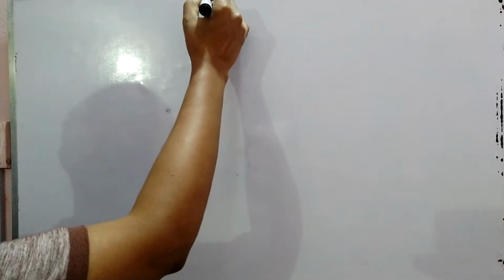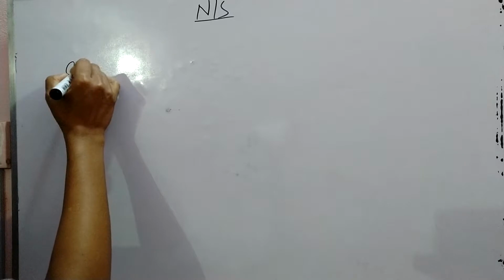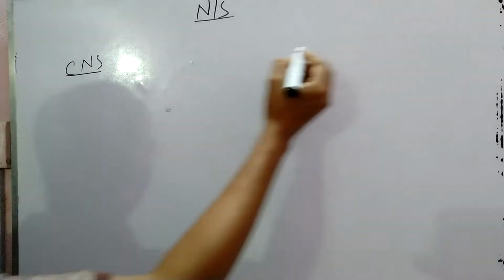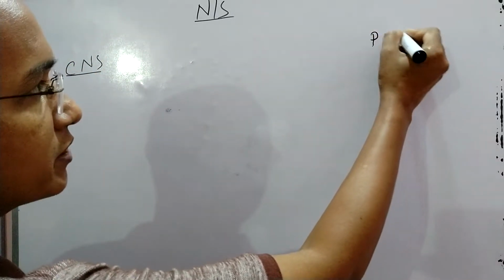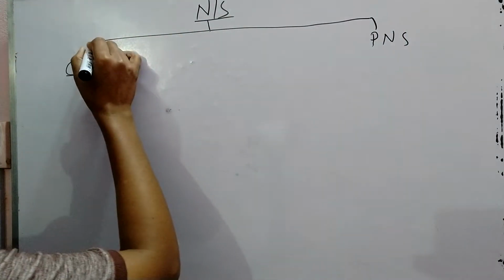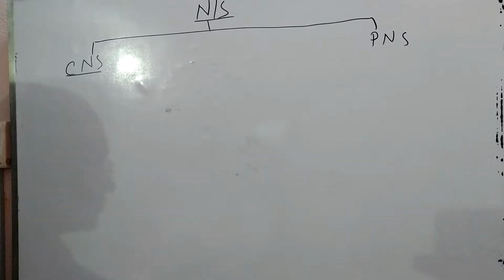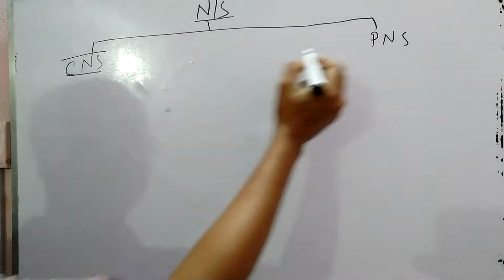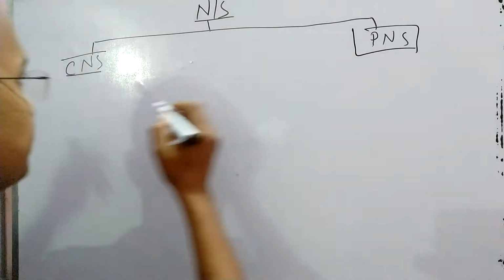Today I am going to talk on a very basic point of nervous system. Neuroanatomy, nervous system. At first, central nervous system and peripheral nervous system. The nervous system has two anatomical subdivisions: central nervous system and peripheral nervous system.